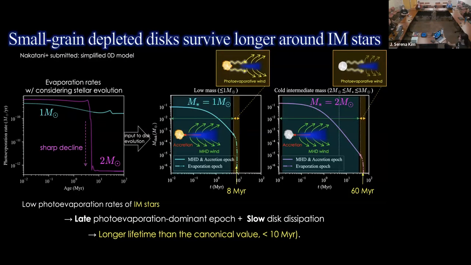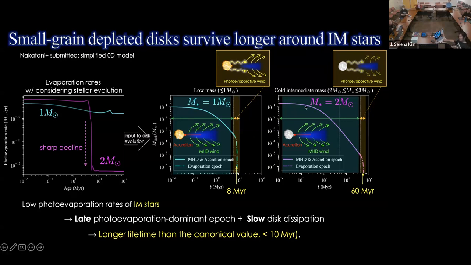And in a more recent model, I explicitly calculate the mass reduction of small grain depleted disks, including the effect of MHD winds, viscous accretion, and photoevaporation, incorporating stellar evolution. This is the mass loss rate as a function of stellar age. As you can see, the mass loss rate of intermediate mass stars sharply drops like this after the convective zones disappear. Then these are disk mass evolution as a function of time. For solar mass stars, mass loss is dominated by MHD winds, and it switches to photoevaporation after a few million years, owing to a relatively high photoevaporation rate. And disk mass sharply reduces after the photoevaporation dominant epoch comes.